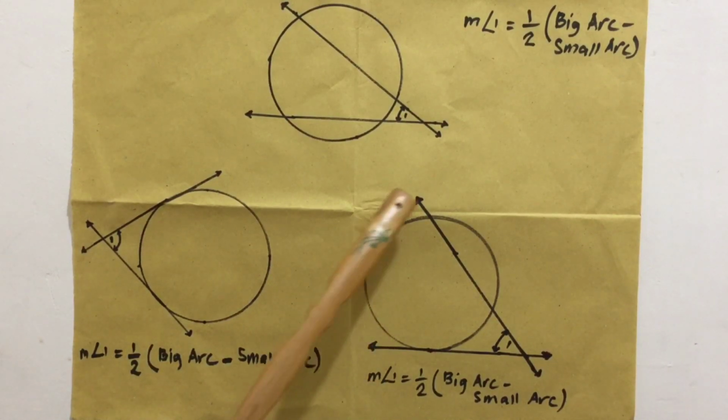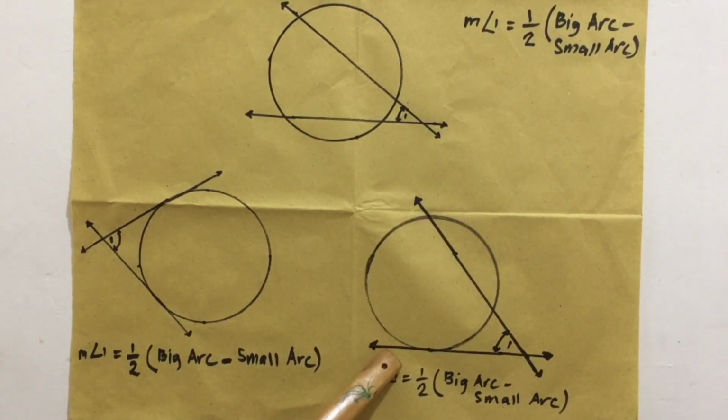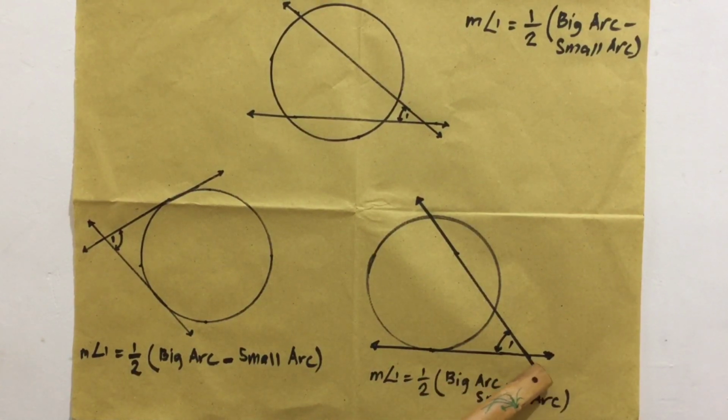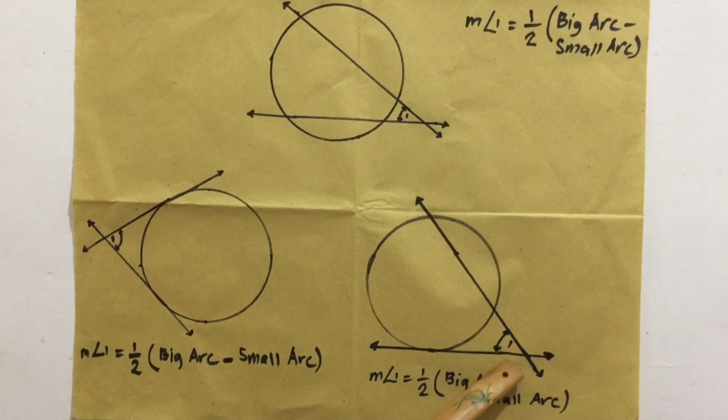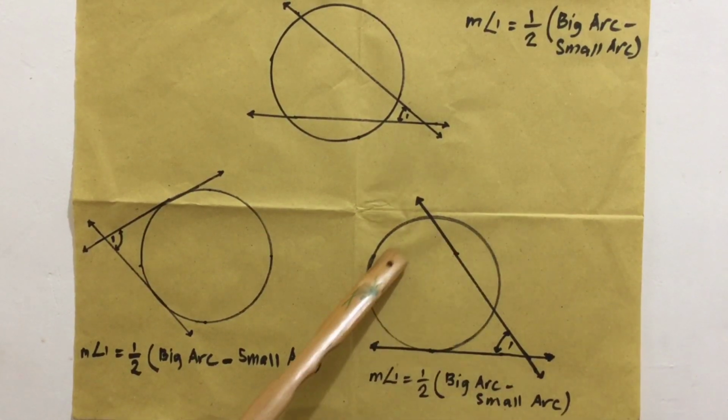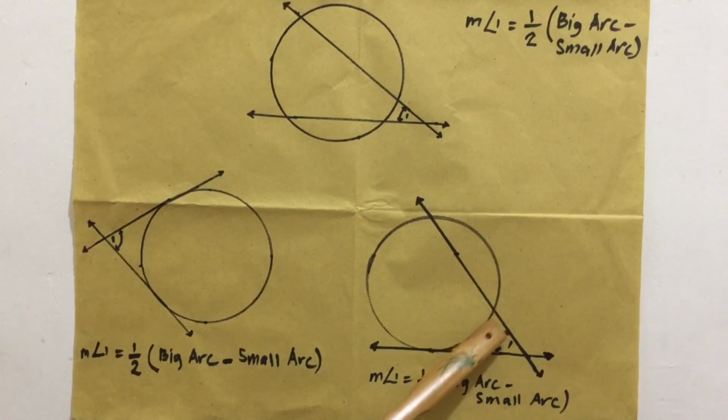Another example, we have a secant intersecting a tangent line and forming an angle outside of the circle, and this is called angle 1. To find the measure of angle 1, you have measure of angle 1 equals 1/2 the big arc, this one, minus the small arc, equals the measure of angle 1.